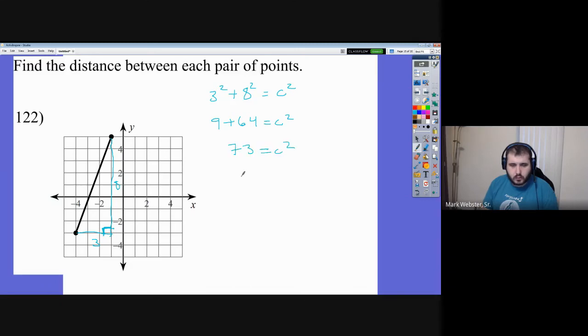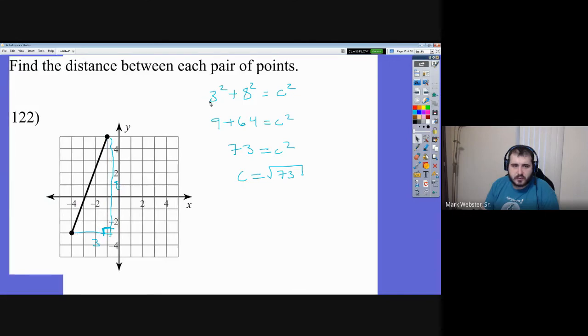And then square root. And 73 is another one. It's actually prime. You can't do anything with it, so you're just going to leave it there. Now, take a look at how this one looks compared to just using the distance formula like I showed you in the last 3 problems. I want you to see how it's the same.